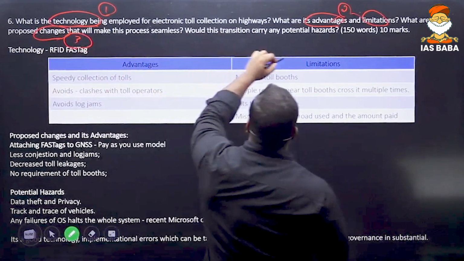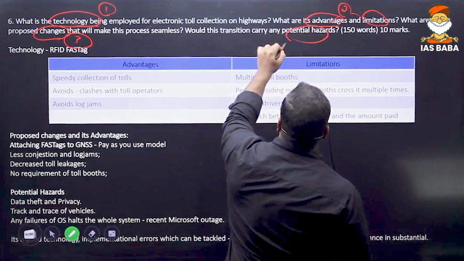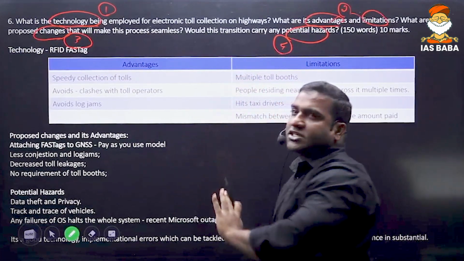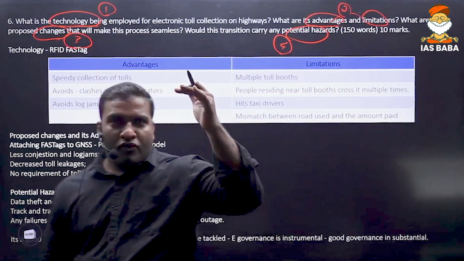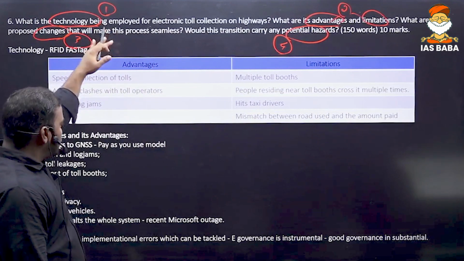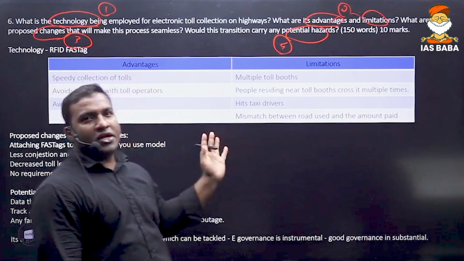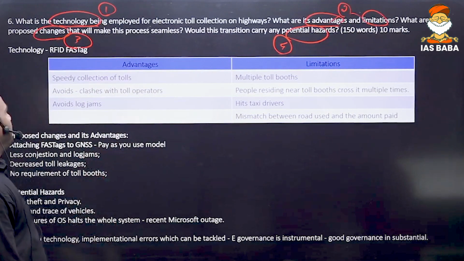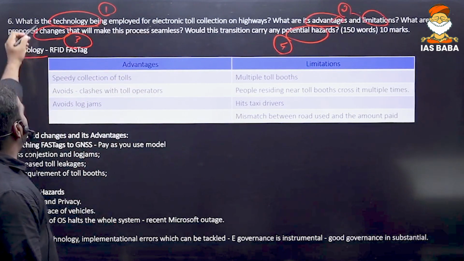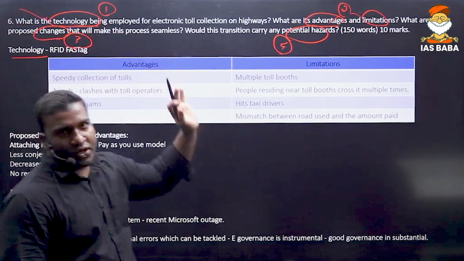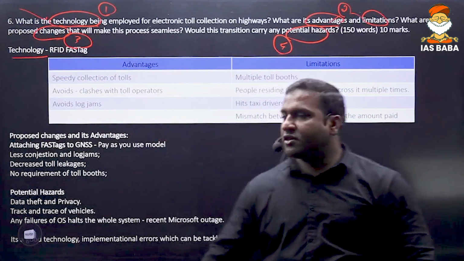And hazards of the changes, fourth demand of the question. But still it is a 10-marker question. The 4 demands should be placed in such a way that you will finish the answer within the time limit and the space limit. Now, in the introduction itself, we will answer what is the technology employed. The technology employed is the FASTag.